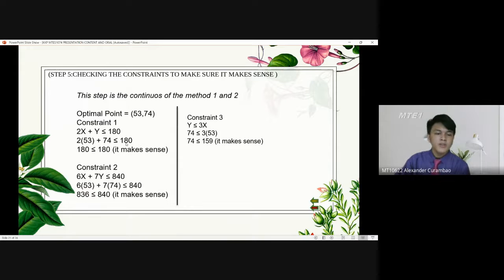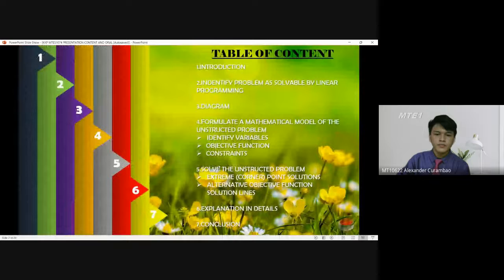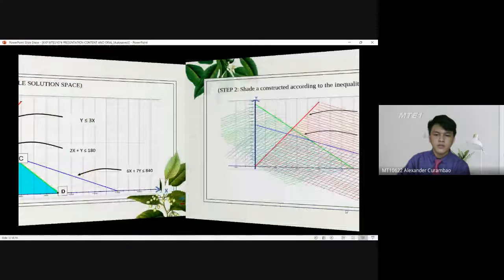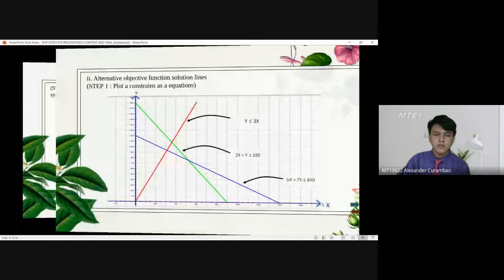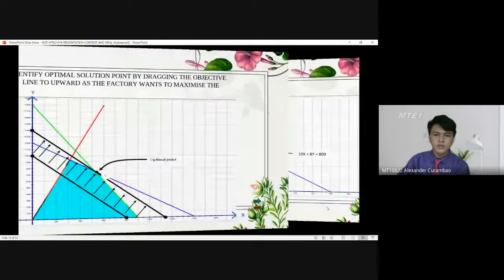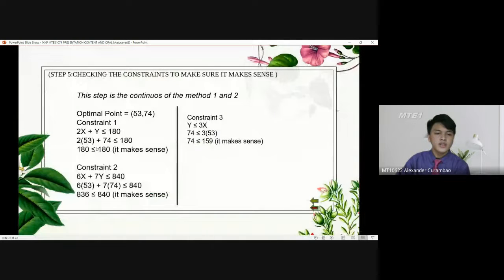It makes sense. Why? Because the symbol tells us less than or equal to, so even if the value on the left side and the right side is equal, it makes sense because the symbol tells us it can be equal to.